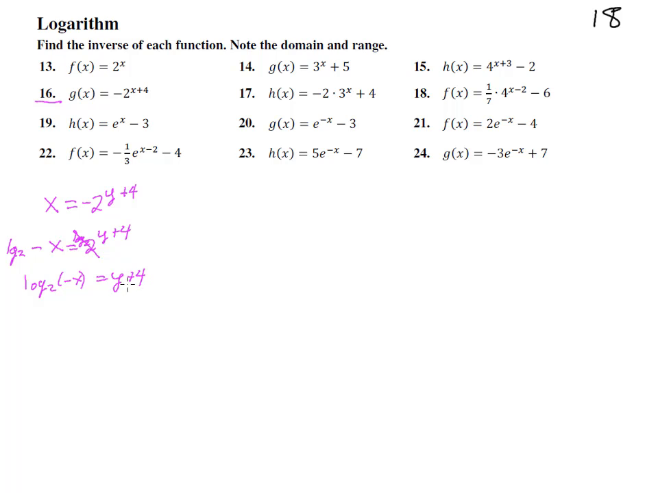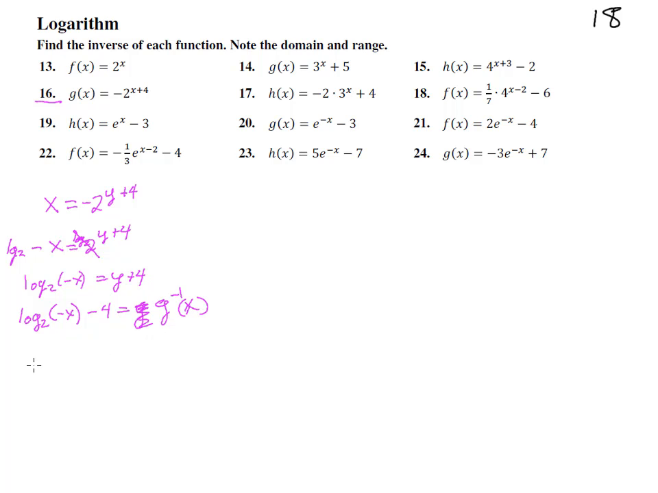Can we get the y by itself? Certainly we can. Subtract 4 now. Log base 2 of negative x, minus 4 equals y. So we just subtracted 4 from both sides. And this y is the inverse of the function we started with, which is g inverse now.